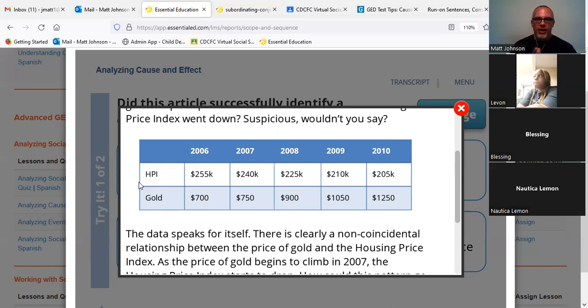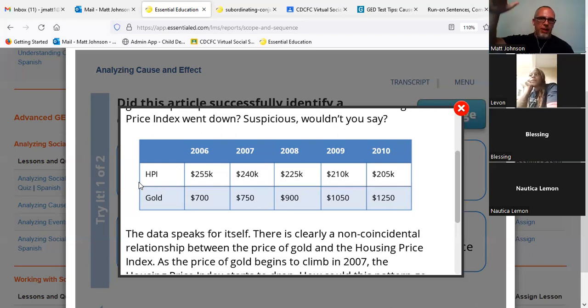So we see in 2006 the average price of home was $250,000, or the housing price index. So 240,000 in 2007, 2008 continues to drop, 225, 210 in 2009, 205 in 2010. Gold, I don't know what measure, like amount, right? But we see an increase there in the price of gold over that same period. So as the HPI is coming down, the price of gold is going up.